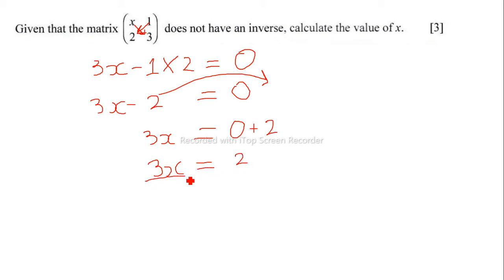Divide both sides by 3. We get that x must be equal to 2 over 3. And if x is equal to 2 over 3, then our determinant is 0. And if our determinant is 0, then the matrix does not have an inverse. Okay, so that's how you do it. So that's how we find it.